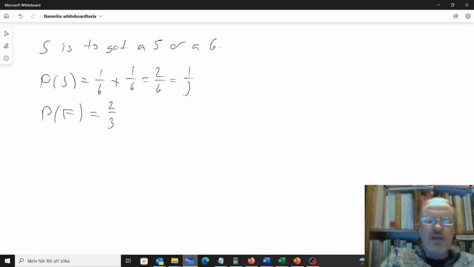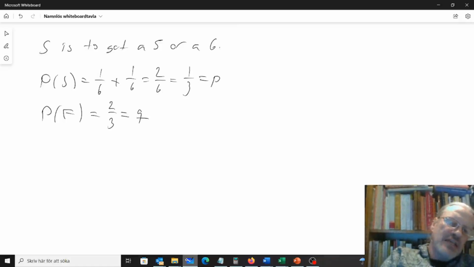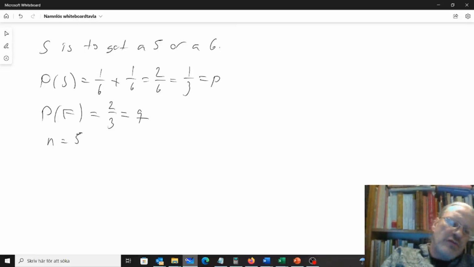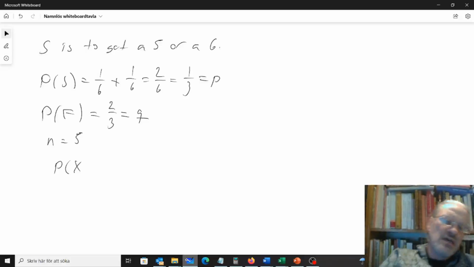And as we said just a moment ago, the probability to get a success, we call that p, and the probability to get a fail, we call that q. And say that the number of trials here, n, equals 5. So we throw this die 5 times and we will see how many successes or fails we get. And suppose we are to find out what is the probability that our random variable x, remember x now means the number of successes, so the number of times we get a 5 or 6, is equal to 2.